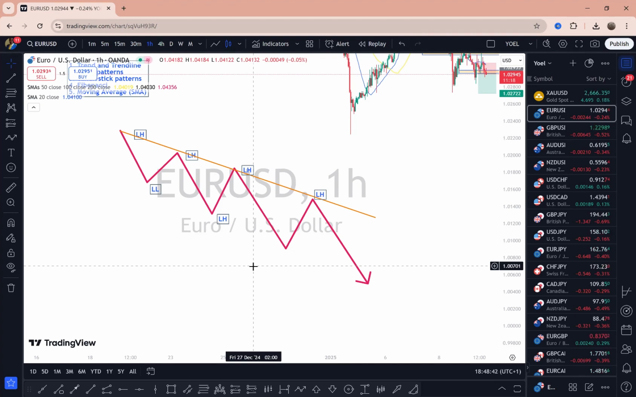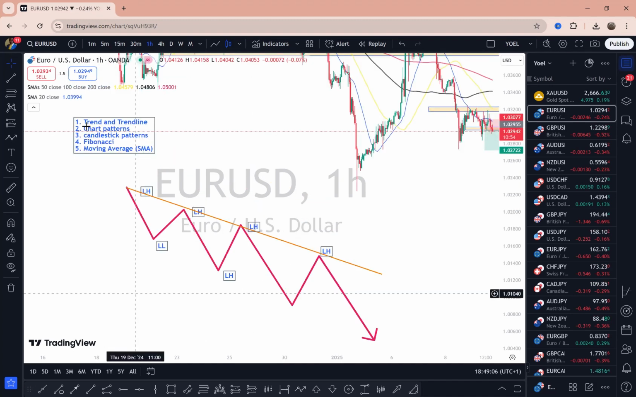So in our next class, which is tomorrow, we will talk about other technical analysis tools that I use and how to apply them. Now, this is the final note. You cannot use any of these in isolation. All these things I've just mentioned, the trend line, the chart pattern, the candlestick pattern, the Fibonacci, and the moving average, none of them should be used in isolation.